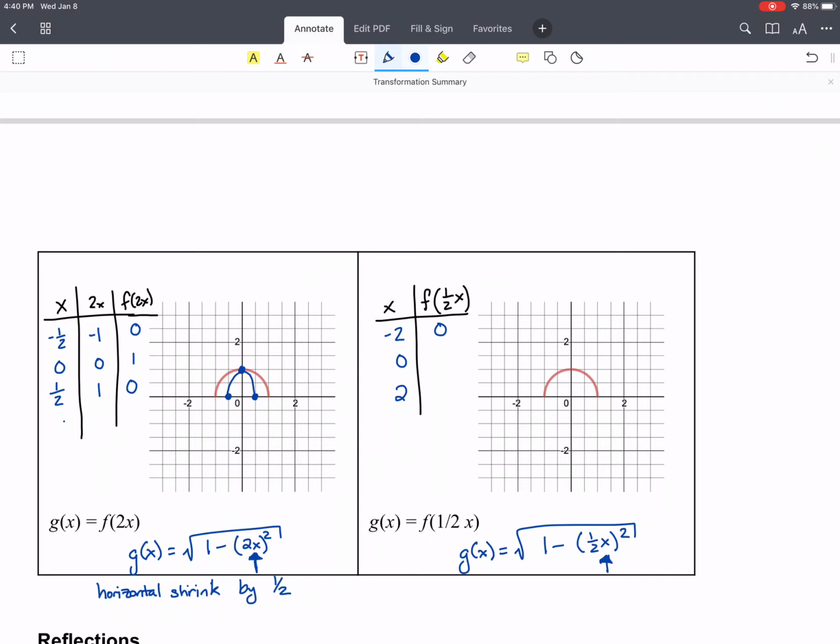When I plug in 0 for x, I get the same thing as I did before, because when I multiply by 1/2, I get 0. I square it, I get 0. 1 minus 0 is 1. And then if I plug in 2 for x, 1/2 times 2 is 1. I square it, I get 1. I get 0 when I subtract that from 1, and then take the square root. So my new coordinates are negative 2, 0, 0, 1, and 2, 0.